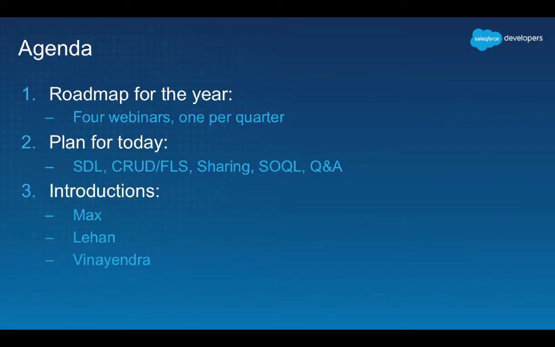So our agenda, our roadmap for the year, is that we're going to have 4 webinars, 1 per quarter. This is the first of that 4-part series. Today, we're going to talk about the secure development lifecycle, CRUD and FLS, sharing, SOQL, and then we'll have a Q&A session. Later in the year, we'll talk more about secure secret storage, secure callouts, how to deal with APIs, things like that. And today, we're really going to focus on access control and how that applies in Apex and Visualforce.